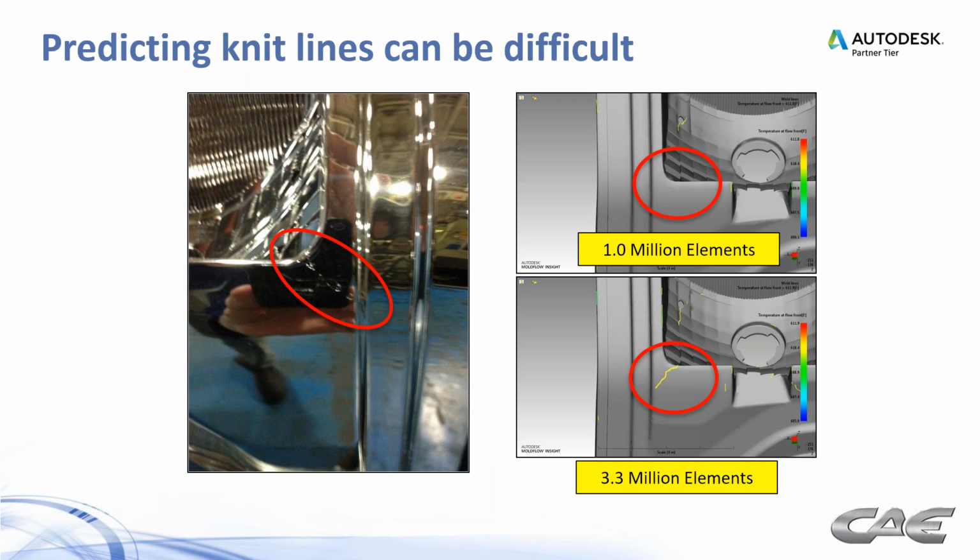They had actually done their own Moldflow work on it, and they did a full 3D model, 1,000,000 elements, thought 1,000,000 elements was a lot, and it wasn't able to pick up that knit line. And then when it got remeshed with 3.3 million elements, when we got our hands on it, it picked up that knit line right there. And we were fortunate in this case that we were able to play around with some wall thickness changes, and we were able to add a gate in a certain section of the part to be able to move that knit line out of that area. But again, that's not always going to be the case.